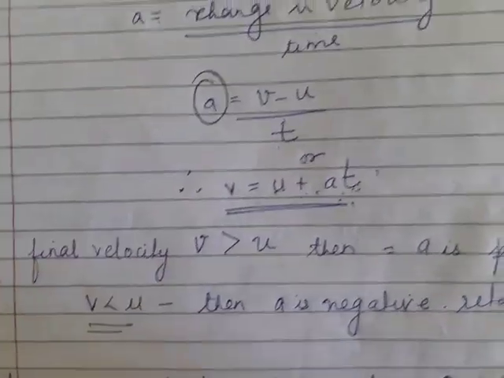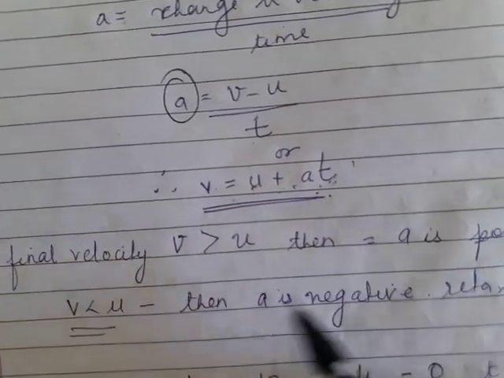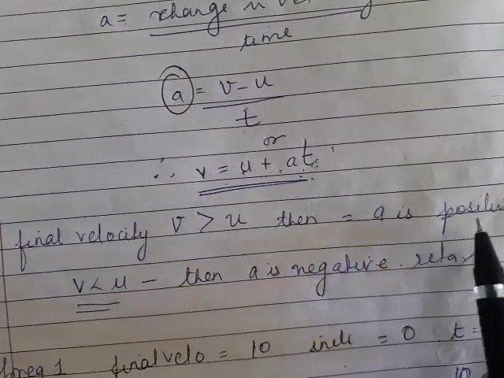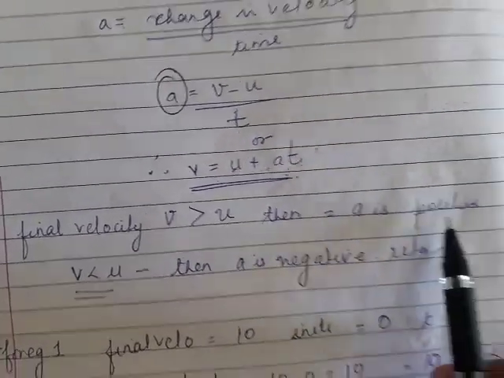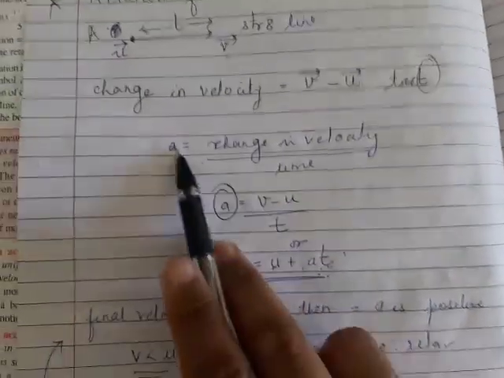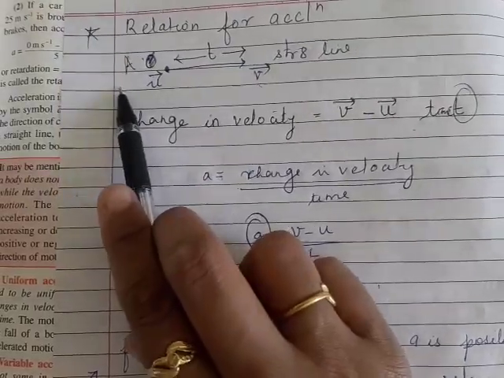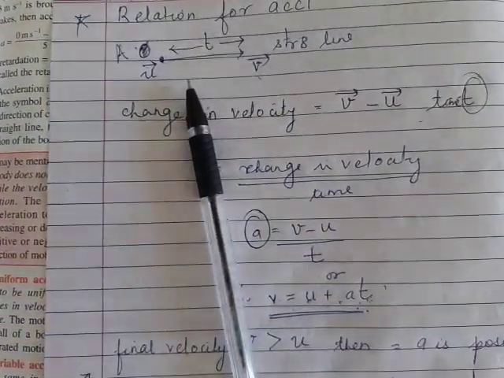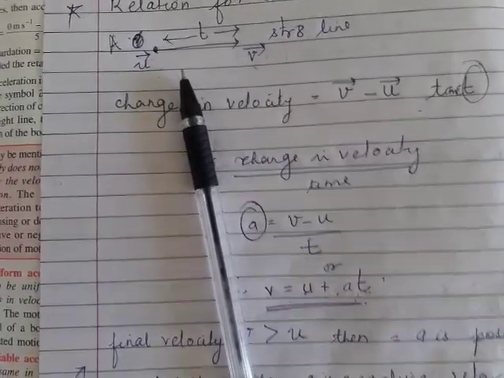Another thing which they have given is, when the final velocity v is greater than u, then a is positive, acceleration is positive. I hope this is clear how we got this. Body A is moving from u to v in a straight line.